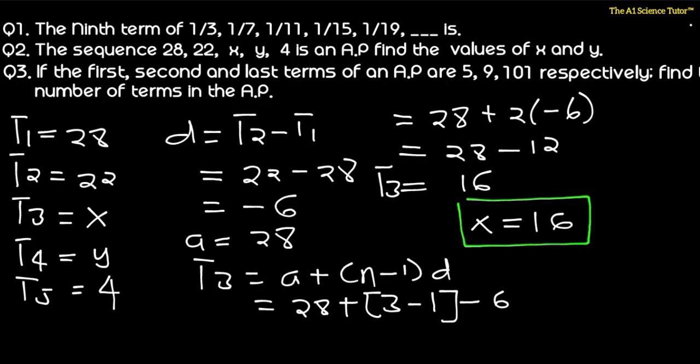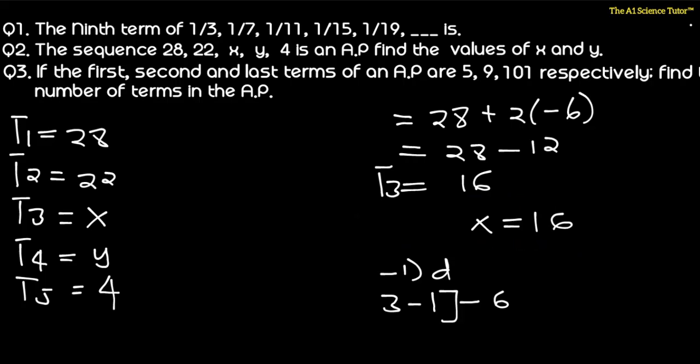Now the next thing we need to do is to find what Y is going to be. There is actually a very easy way that you could use to find what Y is. You could also use this formula where Tn is equal to A plus n minus 1 multiplied by D. Or you could decide to use another one, which is called the arithmetic mean. Now, how does that work?